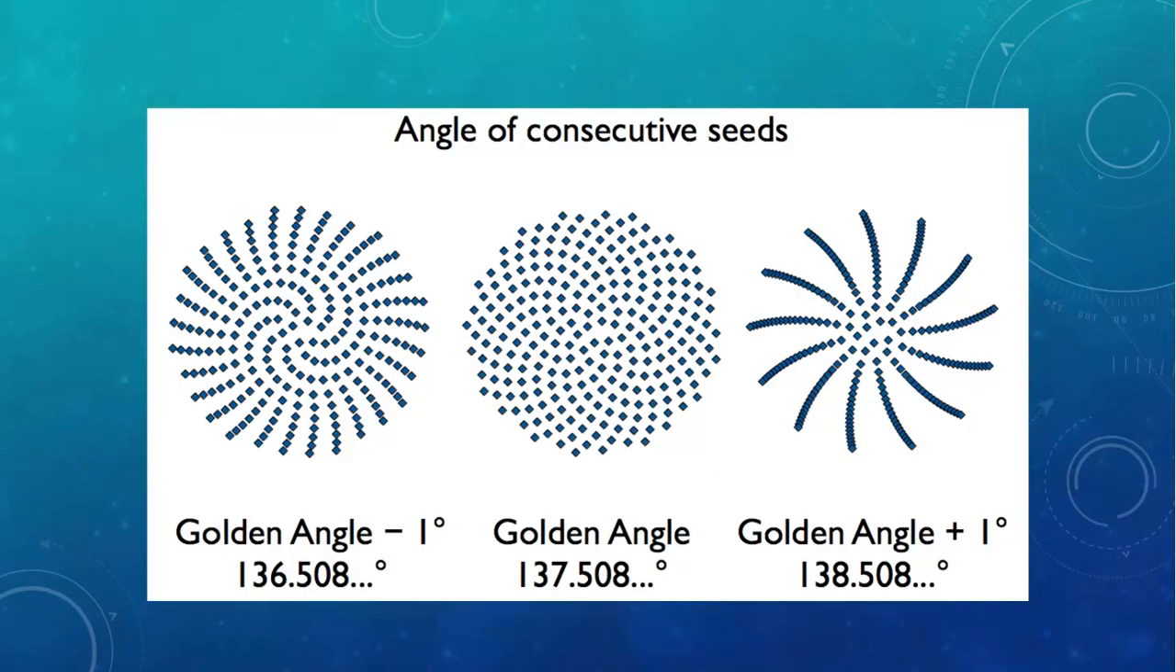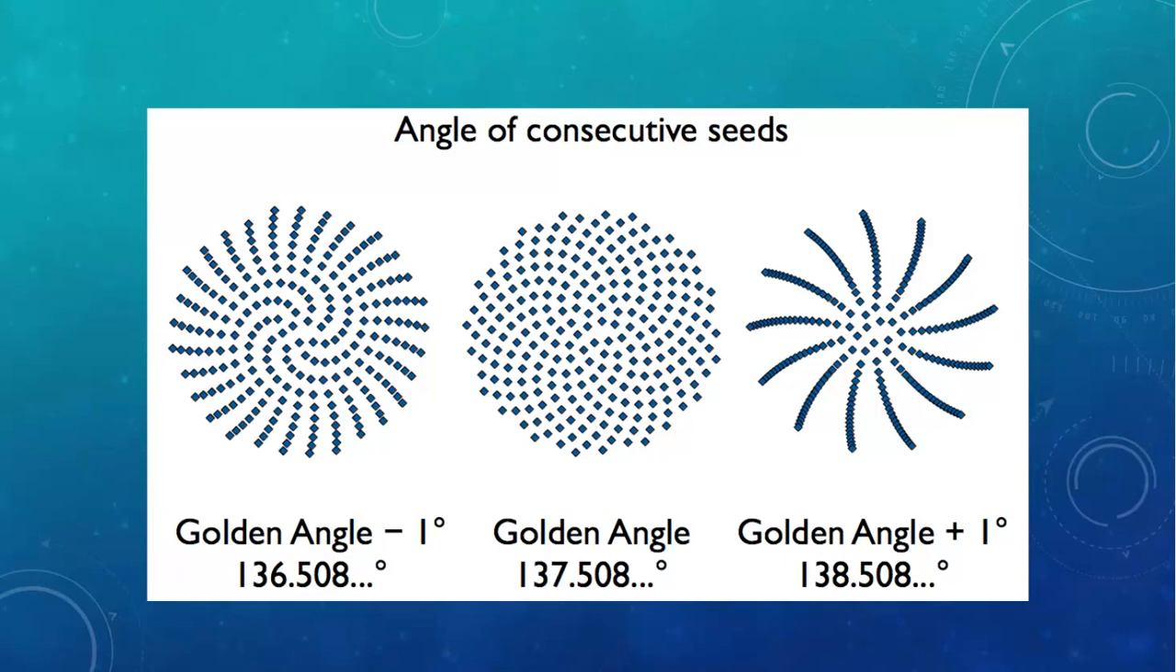We've got a few more that are just interesting tidbits. So this one's showing if one seed comes out from the middle, grows out from the middle of a plant seed head, and then the next seed grows out at 137 degrees. 137.5 degrees is the golden angle. That's the middle one there. So you get this nice even distribution.